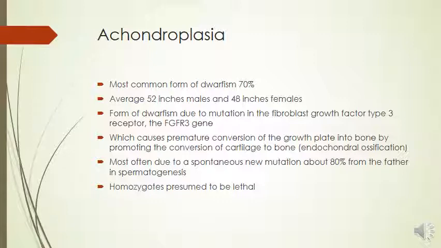Most often, this is due to a spontaneous new mutation. It occurs about 80% of the time this way, from the father who is generally older, and this occurs during spermatogenesis. Homozygotes for this gene are presumed to be lethal, as they are in many other animals.